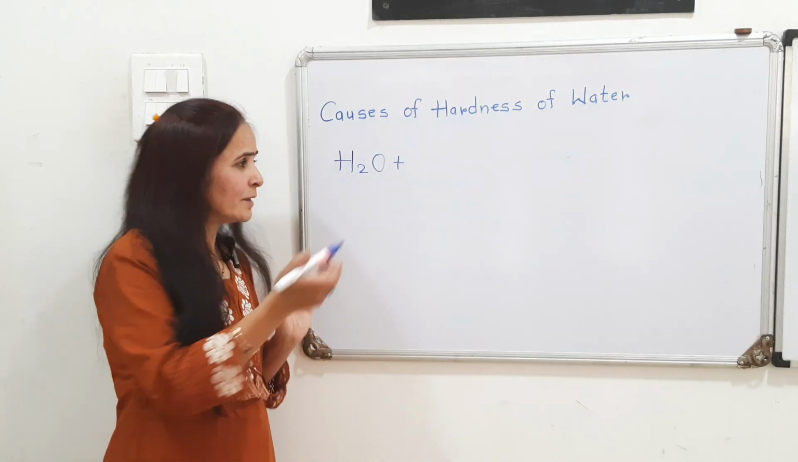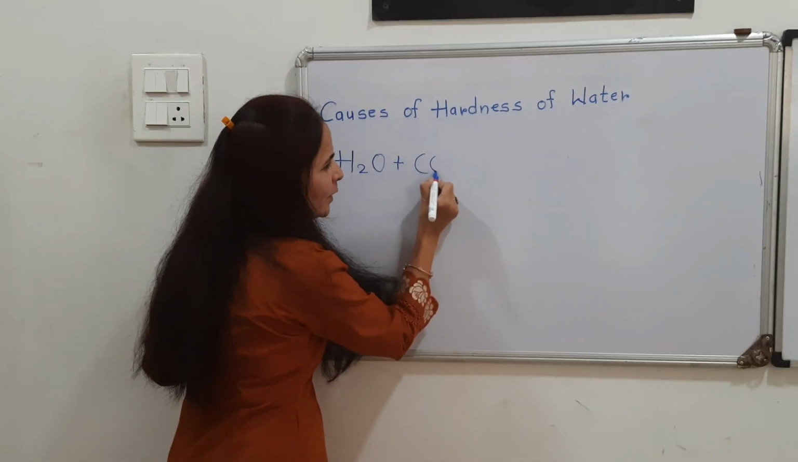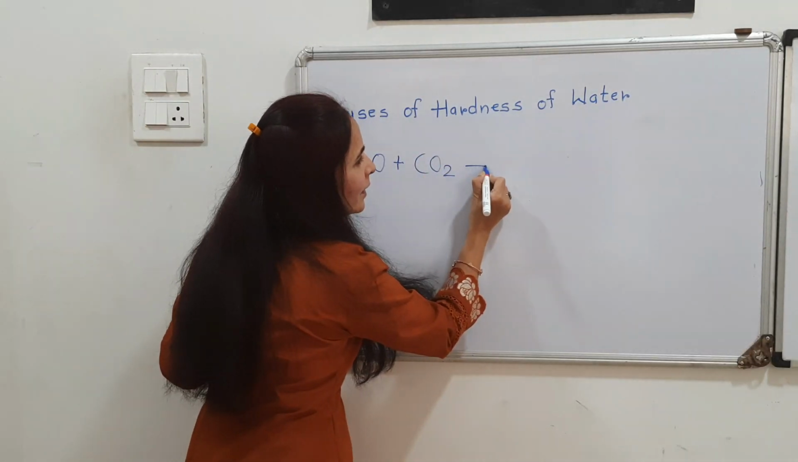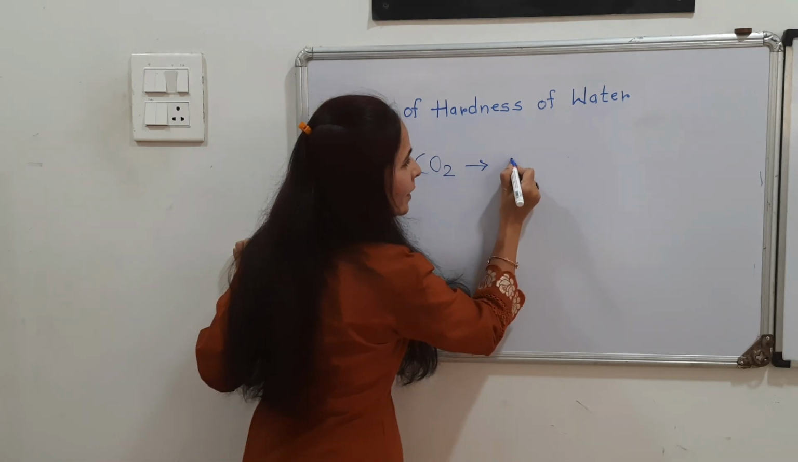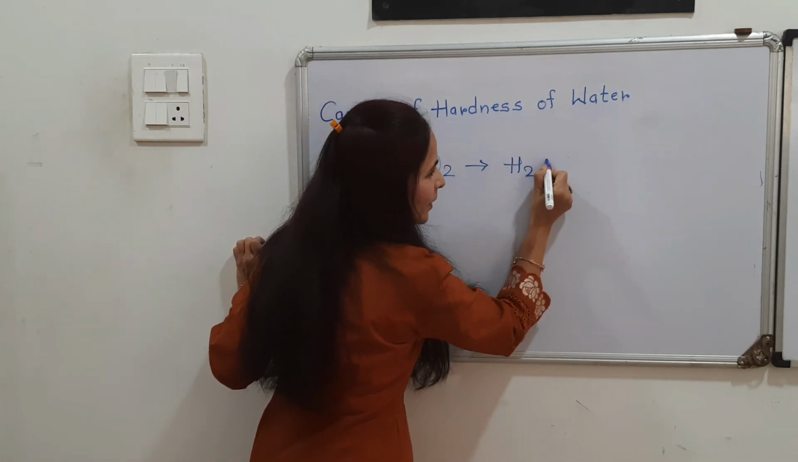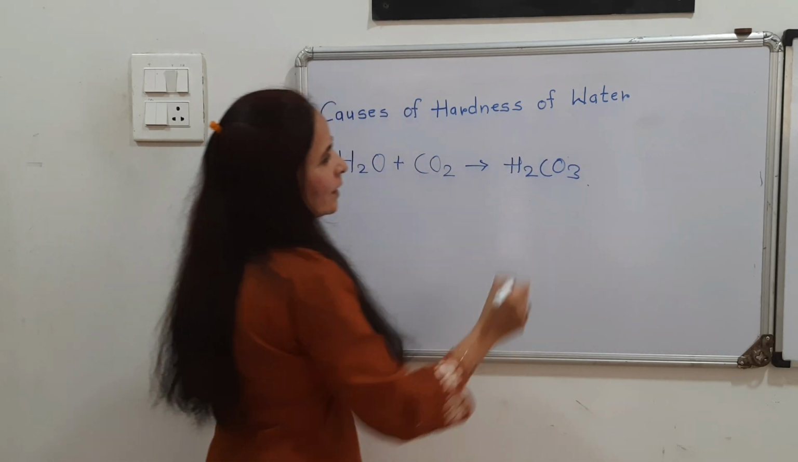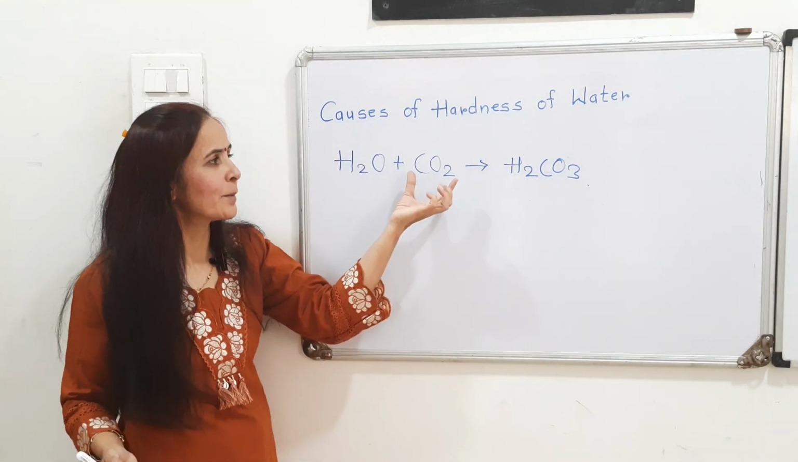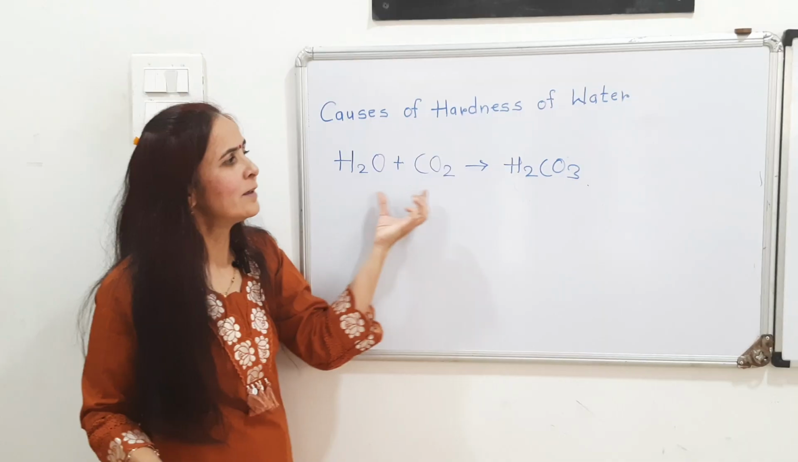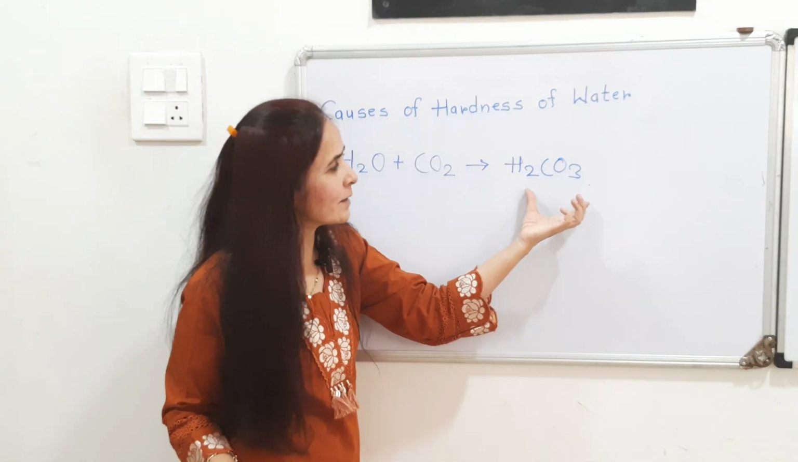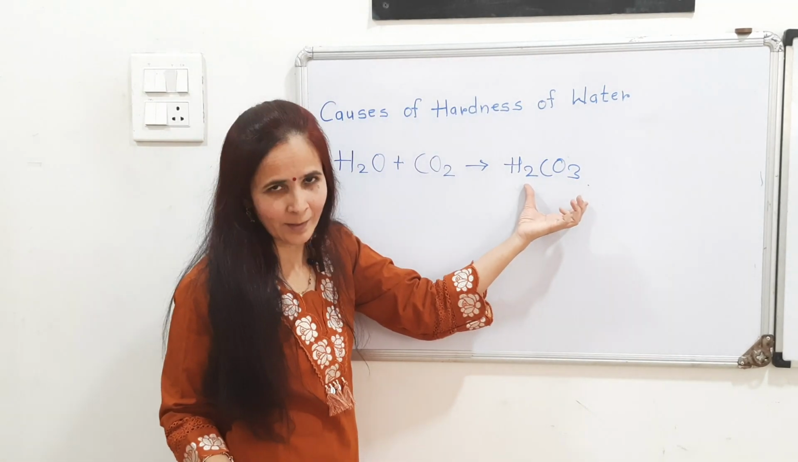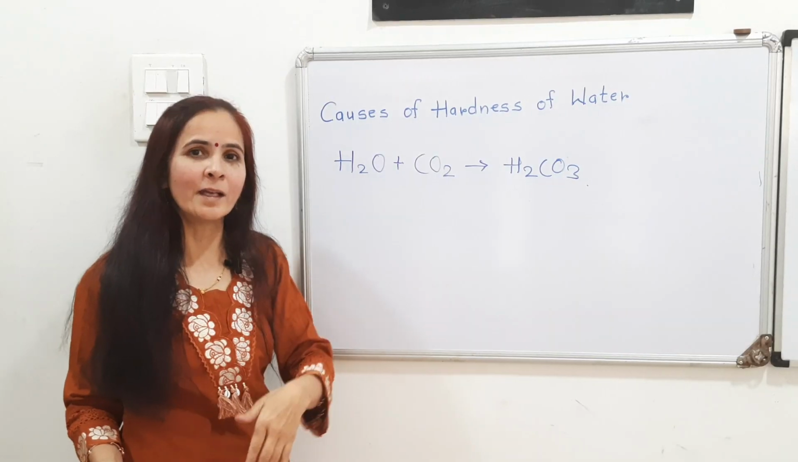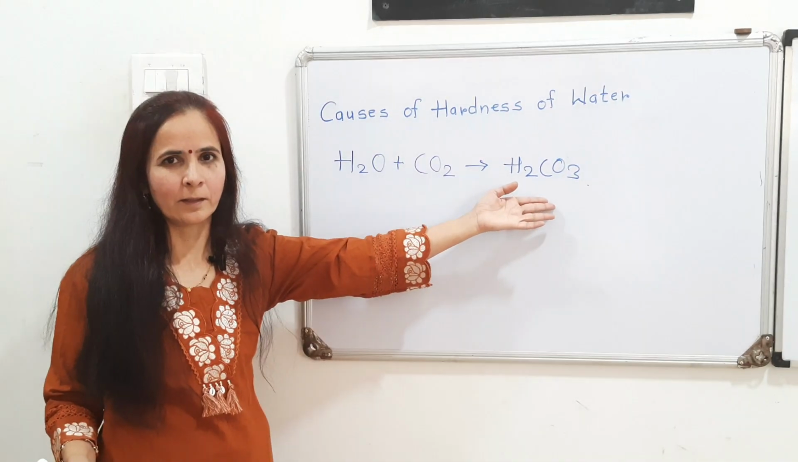Water absorbs the carbon dioxide from the atmosphere, and this turns into carbonic acid. The water becomes acidic, and that acidity is known as carbonic acid.